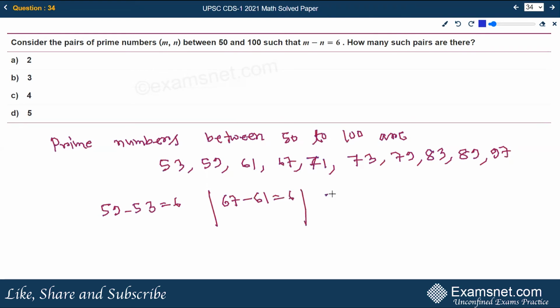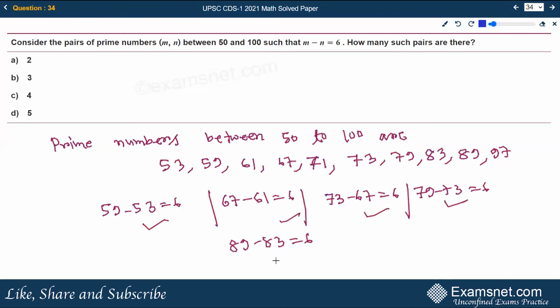Again 73 minus 67 will give me 6. 79 minus 73, that will give me 6. Also 89 minus 83, that will give me 6. How many such pairs are there? 1, 2, 3, 4, 5. Such number of pairs are 5. Option D is the correct answer.